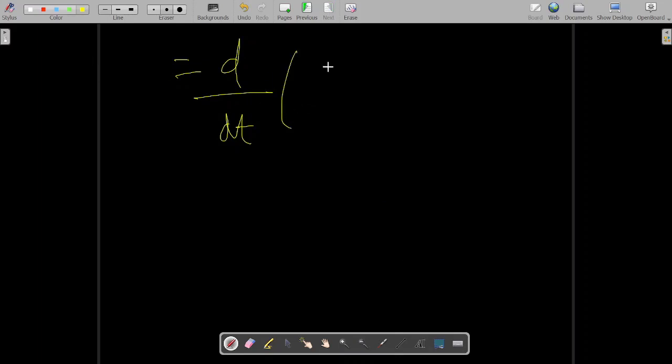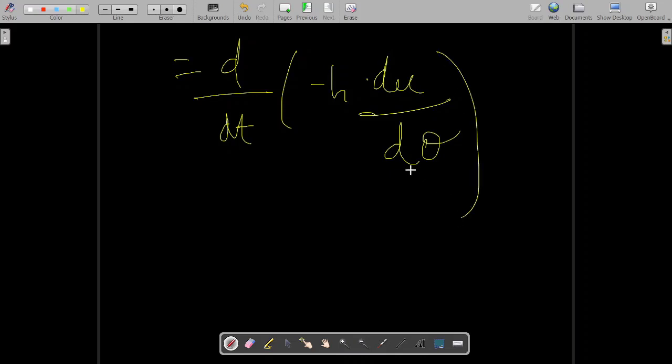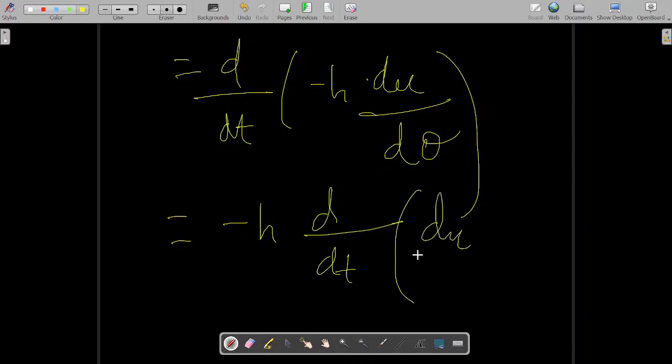What is the value of dr by dt? dr by dt is minus h du by d theta. So minus h, as it is a constant, will come out of the differentiation. And what do you get finally? d by dt of du by d theta. Don't you get this? You get this, right?